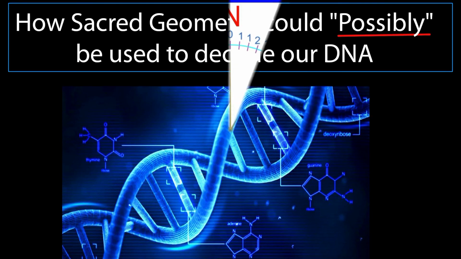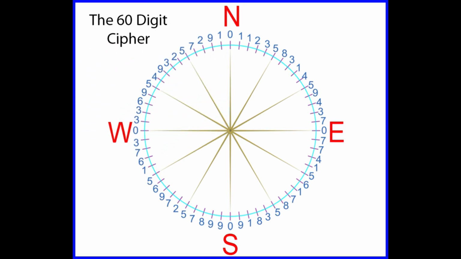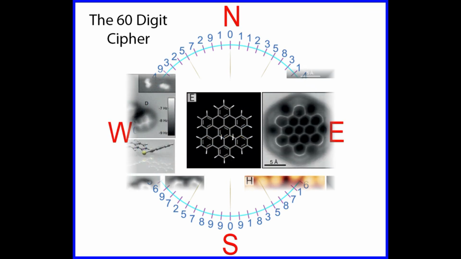First, I'm going to show you how sacred geometry and the 60-digit cipher can be used to decode our DNA, and then I will roll back and explain exactly how I got to this geometrical shape.